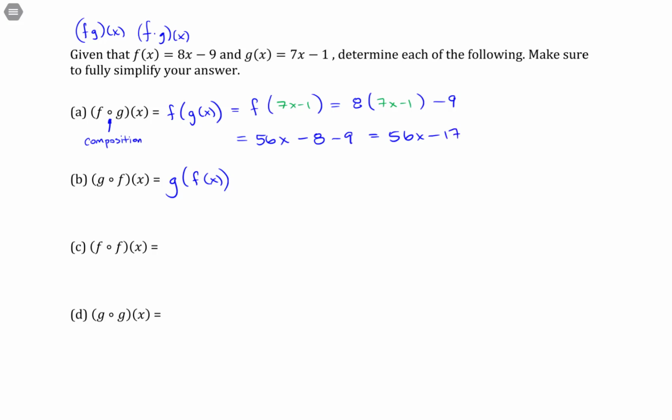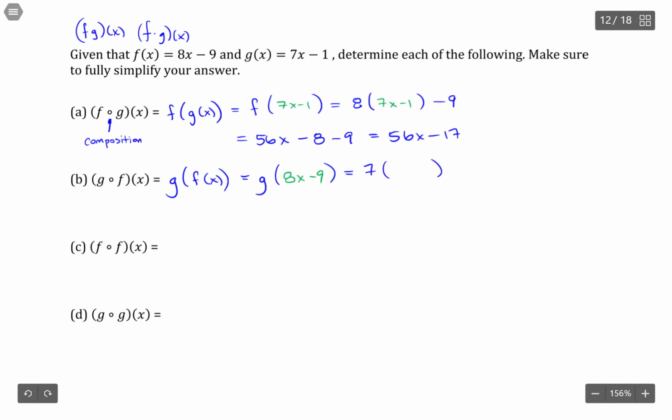In the next example, g composed f of x. I'm taking the function g and now evaluating it at f of x. So I'm replacing the input to g with 8x minus 9. Now the function g looks like 7 times whatever you put in these parentheses, minus 1. So I'm placing 8x minus 9 inside those parentheses.